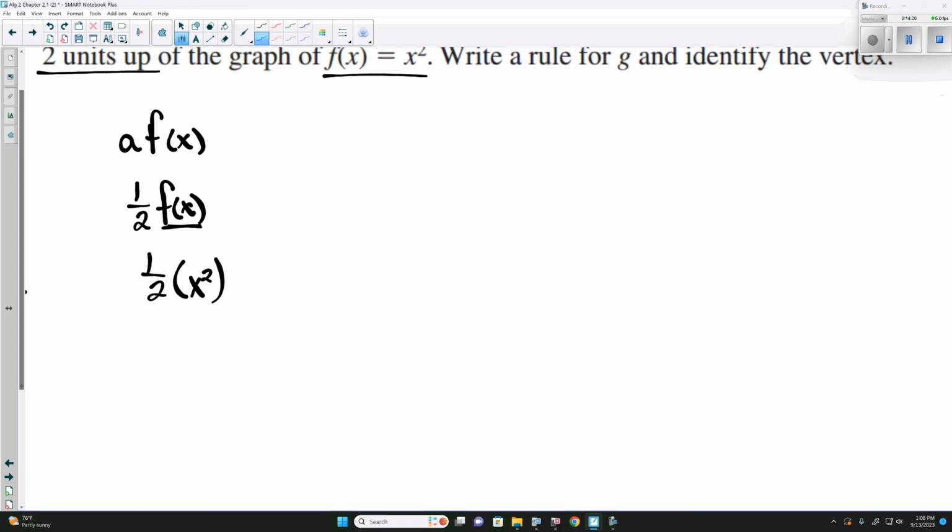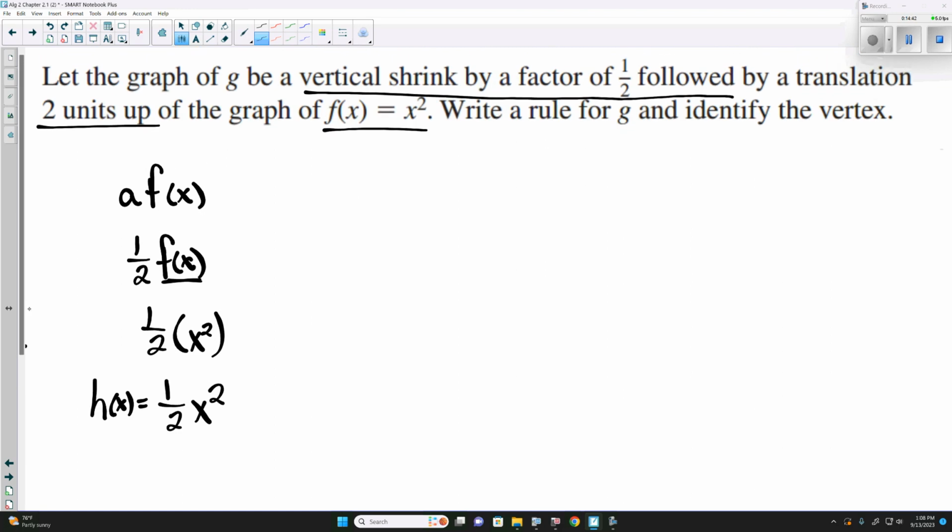Now at this point here, we multiply the 2 together. So we're going to do the 1/2 times x squared, and 1/2 times x squared is 1/2 x squared. Now we're going to call it h of x because we need a way to name the new function to distinguish it from the original function f of x. But so far, we have applied the vertical shrink by a factor of 1/2.